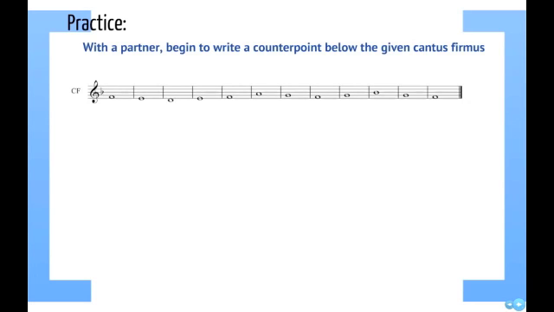So finally, the plan was for the day that you would write your own counterpoint to this cantus firmus. So if you have the time, I suggest trying that out.